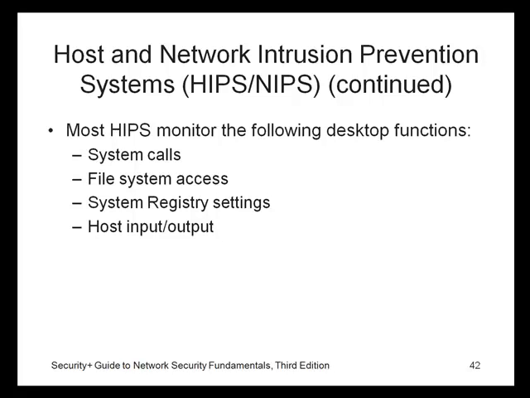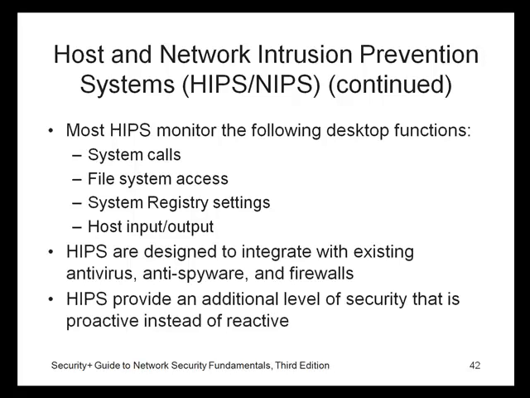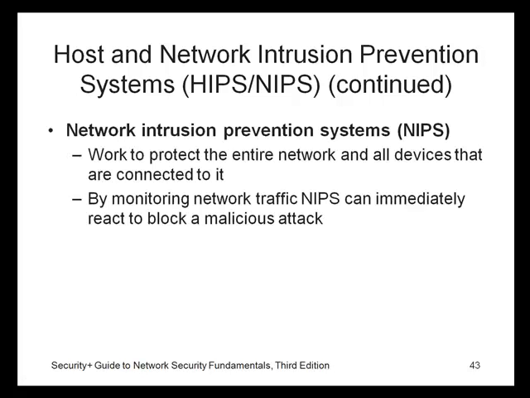So the host intrusion prevention system monitors the following desktop functions: the system calls, the file system access, the registry, and the host input output, what's going on, and it's looking for what's normal and abnormal based on definitions typically. With an existing antivirus and the firewalls, if they didn't integrate, we would really create a mess for ourselves. Network intrusion prevention systems do the same thing as the host intrusion prevention systems. It's just where they are configured on the network.